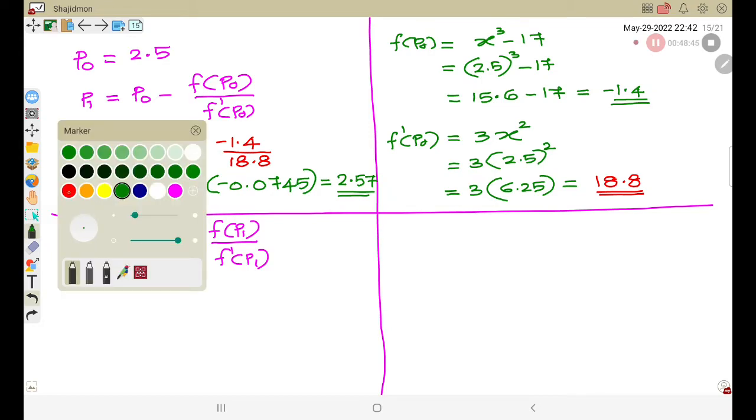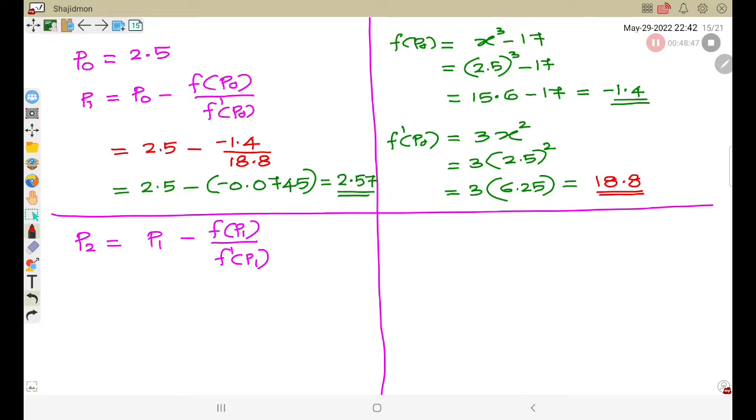Well, now we will go to the second approximation, P2. P2 means P1 minus f(P1) divided by f'(P1). First we check f(P1) separately. f(x) means x^3 - 17. Now we replace x with the P1 number, 2.57^3 - 17. What is 2.57^3?